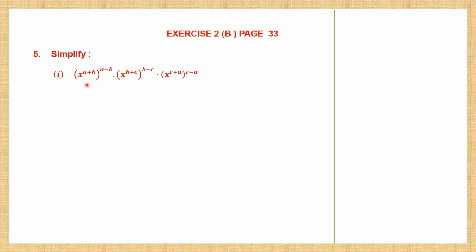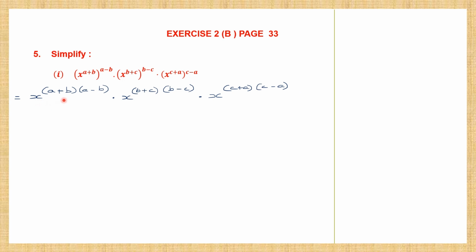Now, the first thing that we are going to do here is apply the power law. That means we can multiply the powers. So let's start by writing x raised to the power of a plus b. This is the power already given and this is multiplied by a minus b, into (remember the dot stands for multiplication) x raised to the power of b plus c into b minus c, into the last one, x raised to the power of c plus a into c minus a.